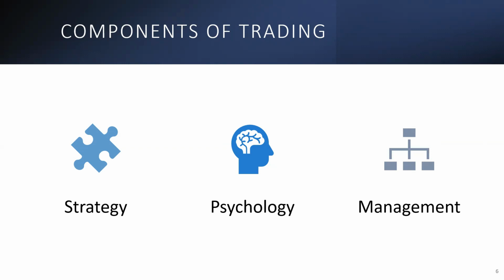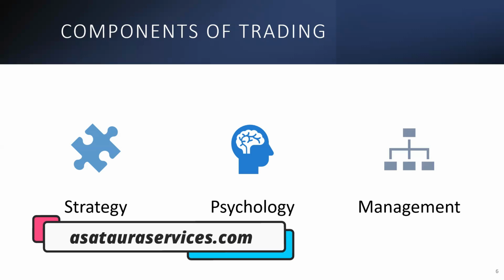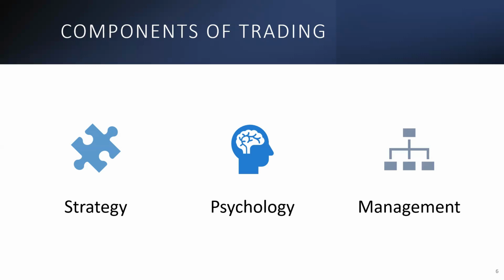The strategy is the set of rules that we follow to identify a trading opportunity and also to enter and exit the trade. The psychology is all about our emotional and mental state while we are trading. This happens to be the most important of the three components, because you might have the best strategy, but if you have poor psychology, then your chances of winning are very low. Some studies even suggest that about 90% of success or failure is dependent on your psychology.